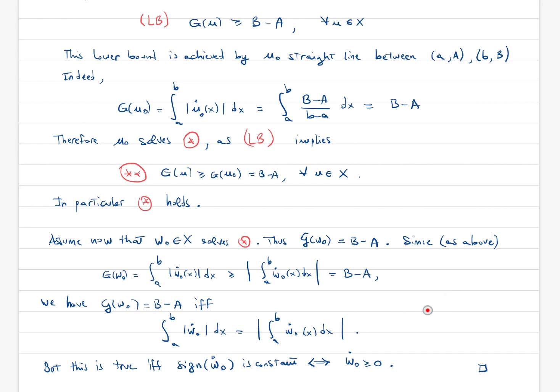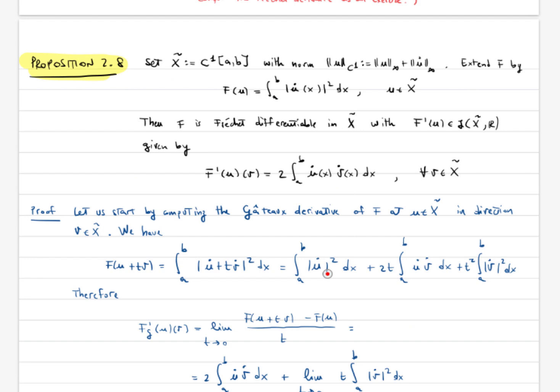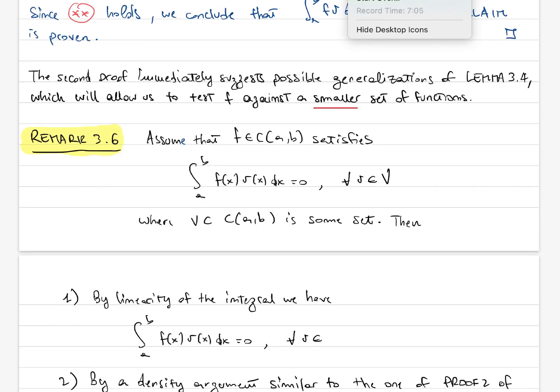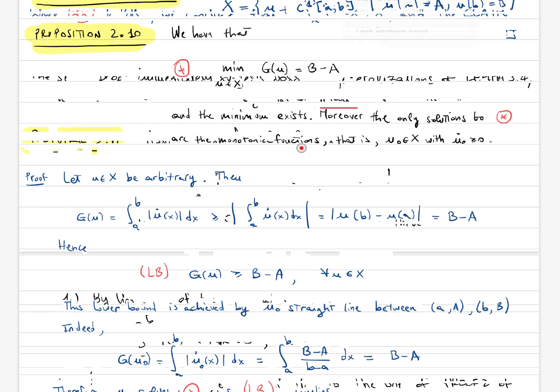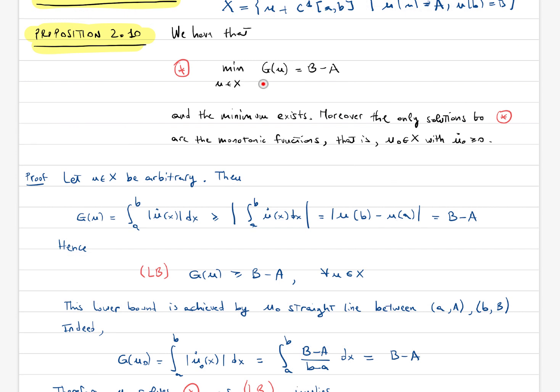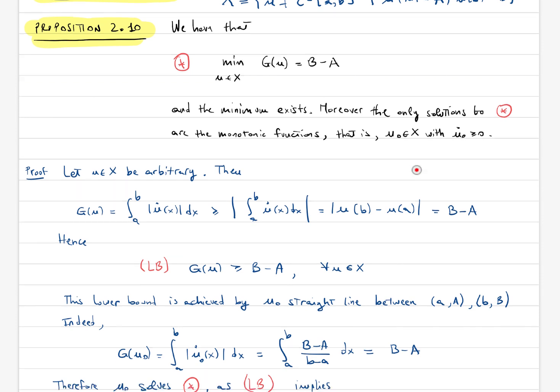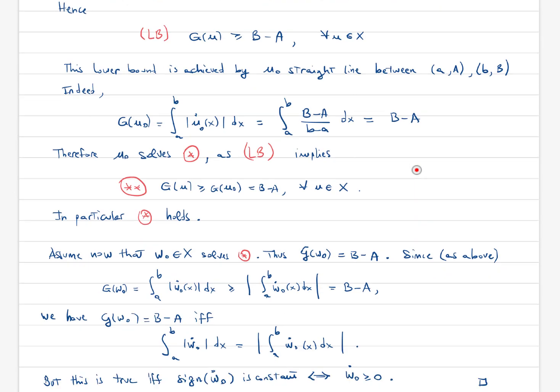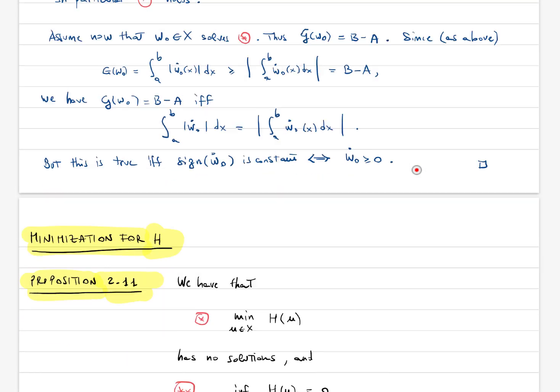Okay, and so this shows that all the solutions to the minimization problem for G are monotonic. So as a recap, we saw that G has infinitely many minimizers, which are all the monotonic functions. Okay, let's go on to analyze the last case, so the one for H.